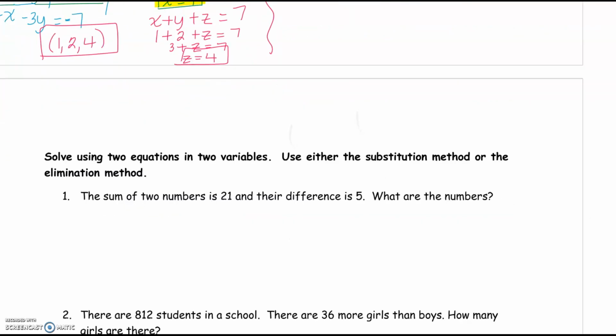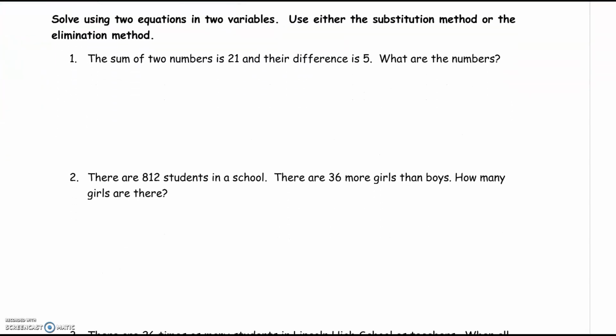I'm going to continue on to the next section of our guided notes, which is again some problem solving. Now that we know how to eliminate, it says solve using 2 equations and 2 variables. Use either elimination or substitution to solve. So you have choices, whatever you prefer. I'll use one method in one and maybe switch to the other method in another. Number 1 says the sum of 2 numbers is 21 and their difference is 5. What are the numbers? I'm going to start out with x being the larger number, and I'm going to identify y as the smaller number.